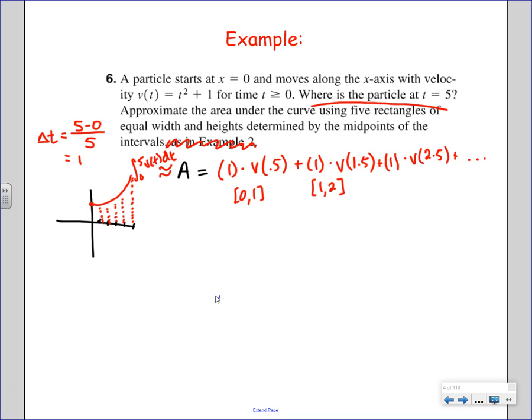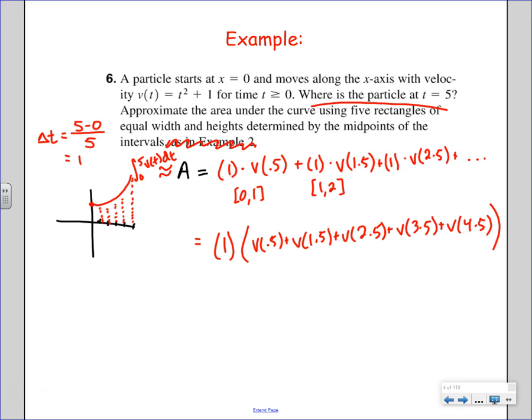Okay, we get the idea. So long story short, it's going to be all the bases of 1s, times v of 0.5 plus v of 1.5 plus v of 2.5 plus v of 3.5. When do I stop? I could go on forever. 4.5. Because now I'm done with my interval, right?